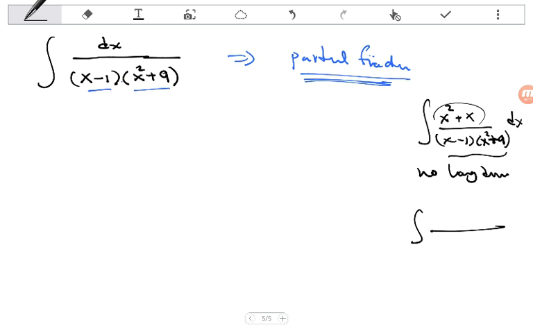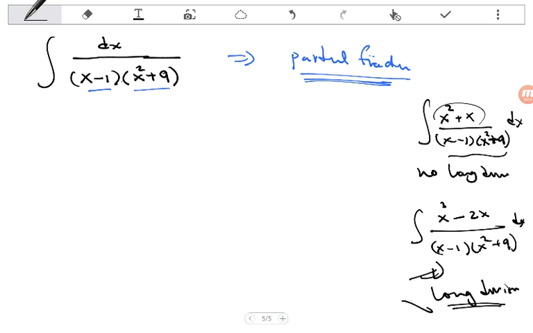If the denominator was x power 3 minus 2x over x minus 1 multiplied by x plus 9, would I use long division here? Yes. The first step here is to make long division.